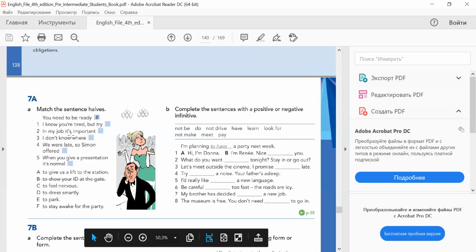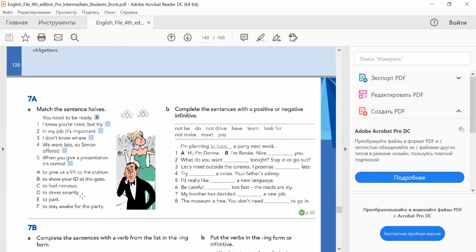In my job, it's important to dress smartly. На моей работе важно выглядеть классически, да, или одеваться в классическом стиле. I don't know where to park. Я не знаю, где припарковаться.